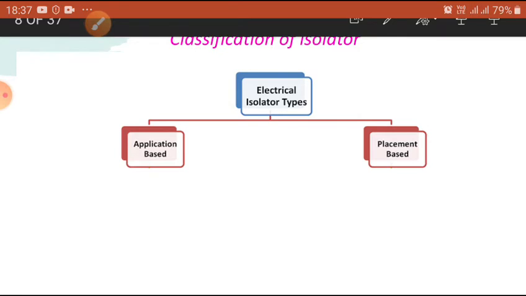Pantograph isolators, we have already seen, can be used in 400 kV substations where less space is available. At the same time, the pantograph isolator is also used in electric trains. And the MCB isolator is generally used in domestic appliances, offices, and small industries. So what are the different categories? What are its applications?